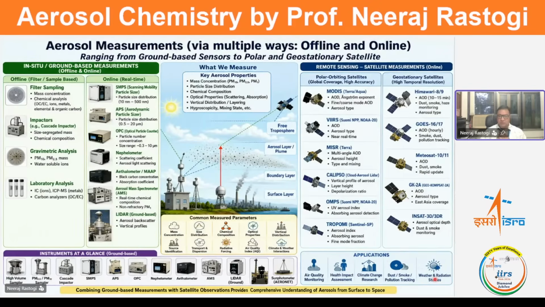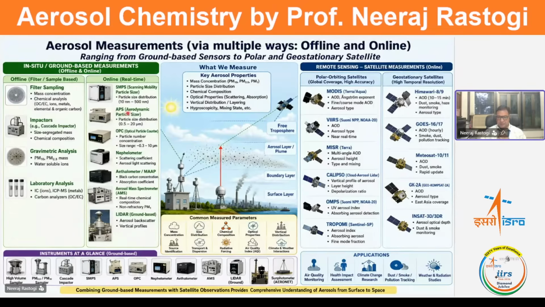So in short, as a summary, when we talk about aerosol measurements via multiple ways, offline or online, you can have in situ or ground-based measurements, like filtration through high volume and low volume samplers, through impactors, cascade impactors, and then do gravimetric analysis and a variety of analyses for ions, metals, carbon, etc., in these filters. You can have online measurement by SMPS.